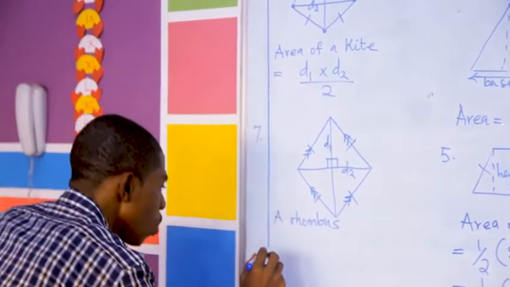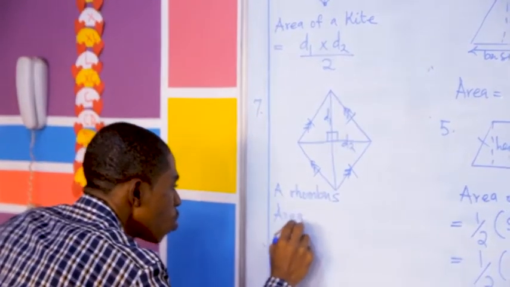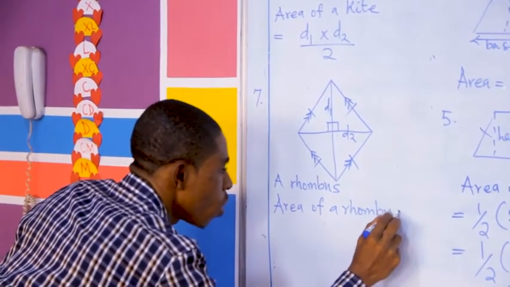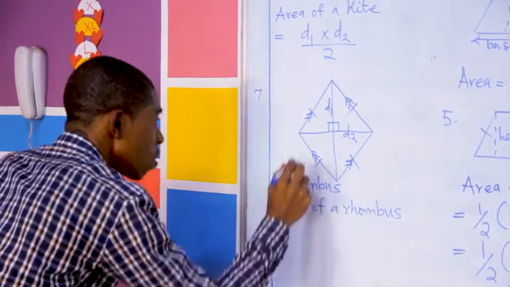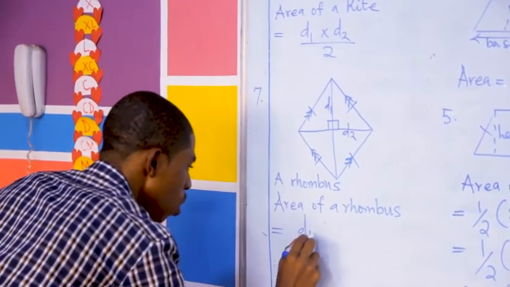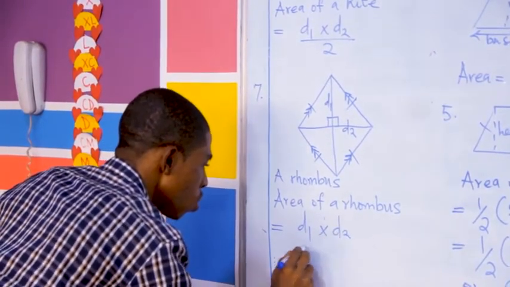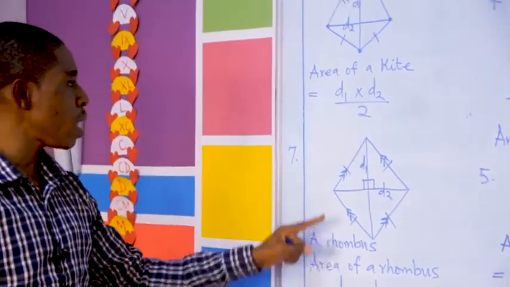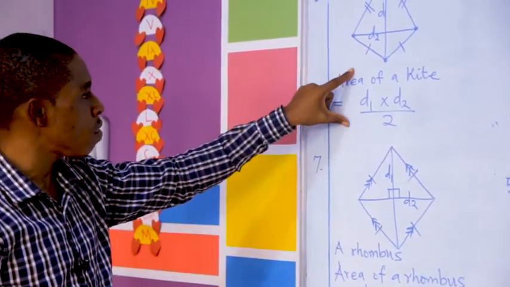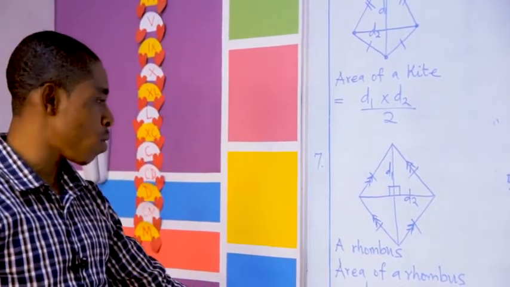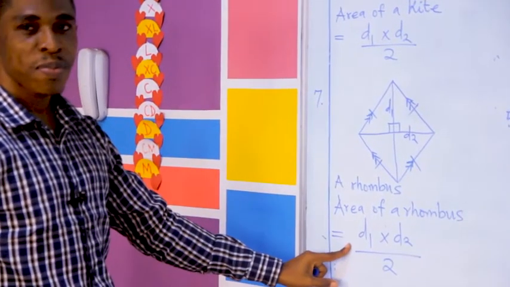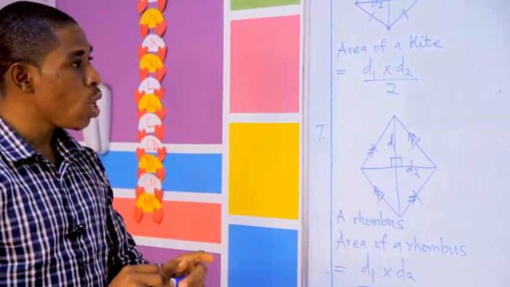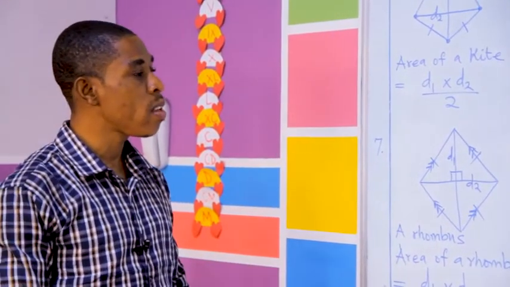Alright, how do we find the area? The area of a rhombus is given just by D1 times D2 divided by 2. So you see they have similar areas. The area of a kite is similar to the area of a rhombus. Do you understand that?